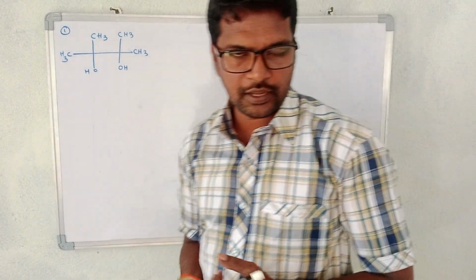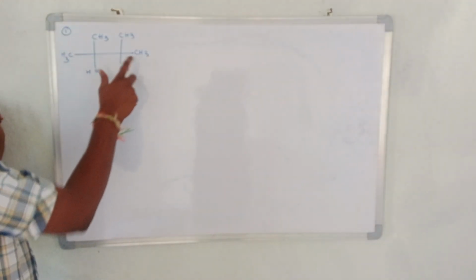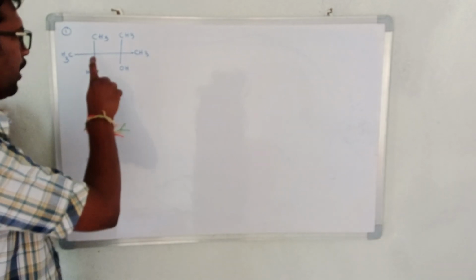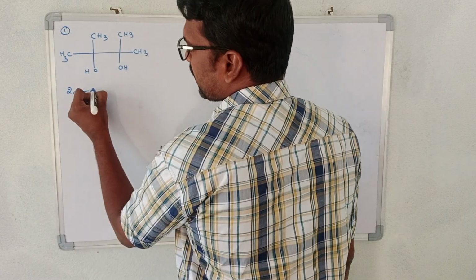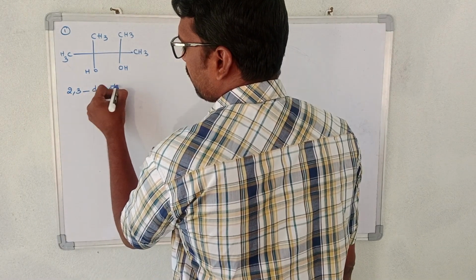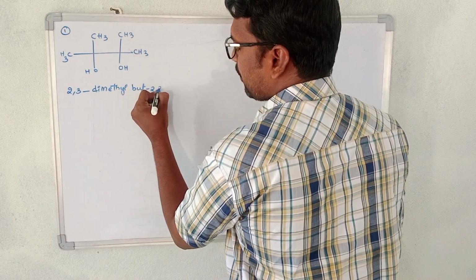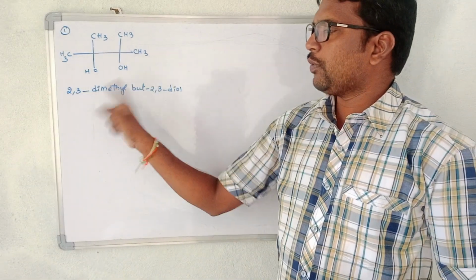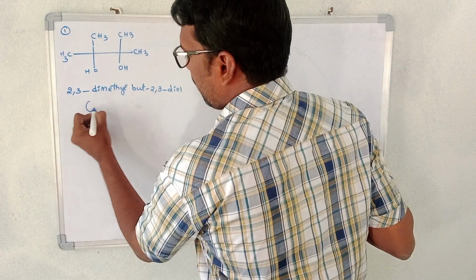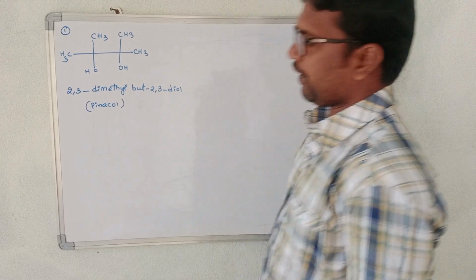Two OH groups means it is a diol. If you want to write the name of this compound, in the long chain there are 4 carbons, that means butane. At the second and third places methyl groups are present, which are taken as substituents, so we write 2,3-dimethyl. The second and third places also have OH groups, so the name is 2,3-dimethylbutane-2,3-diol. This is pinacol.